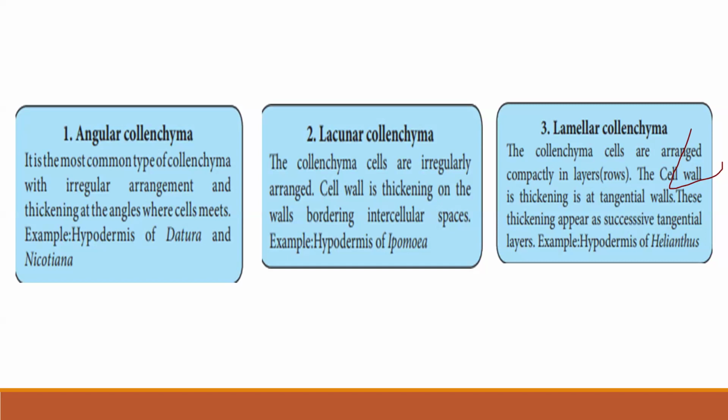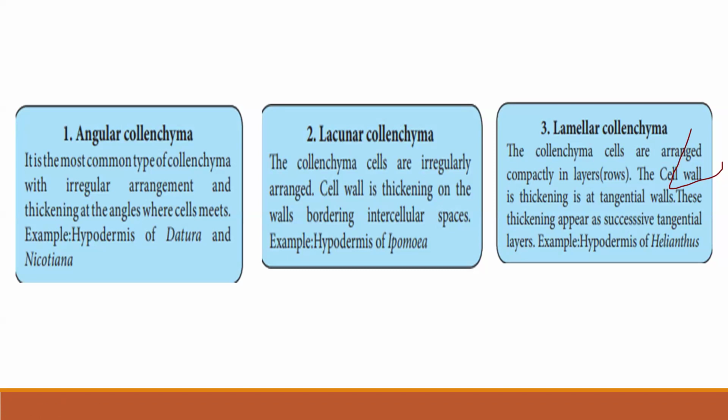So the tissue becomes compact. Due to the presence of these thickenings here, the tissue becomes compact and consists of irregularly arranged cells without intercellular spaces. Intercellular spaces are absent and they are arranged compactly. Okay, so next one is a lacunar.